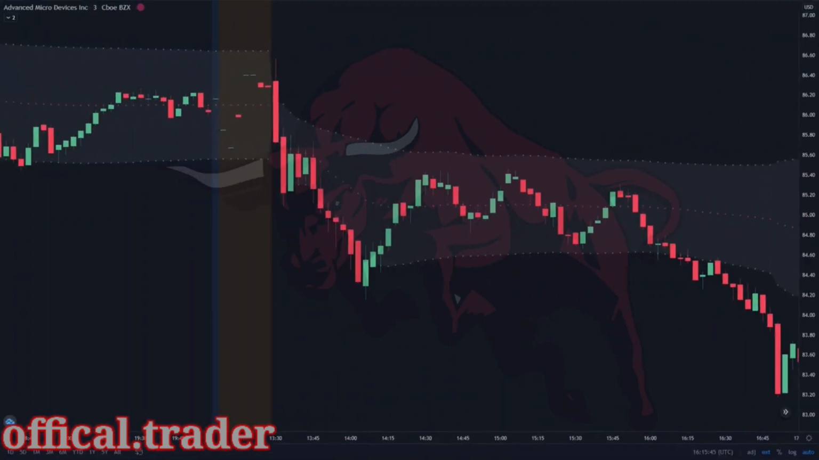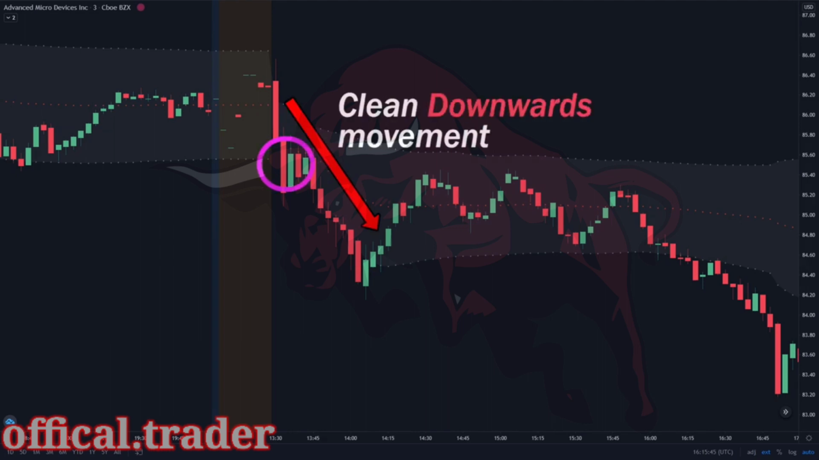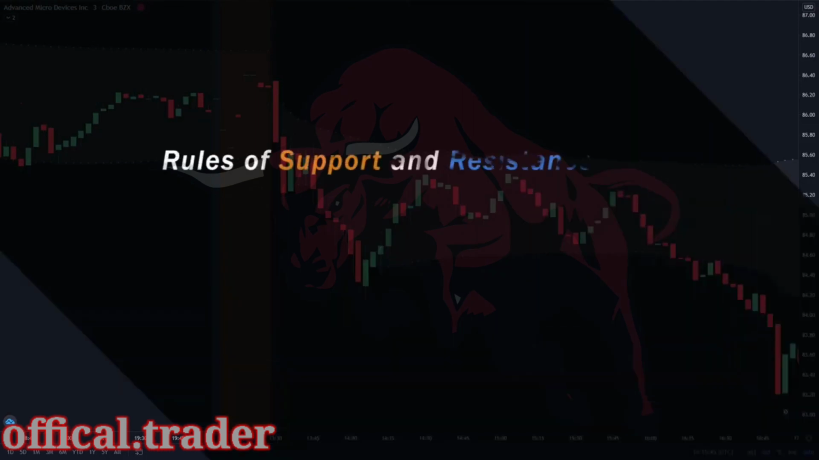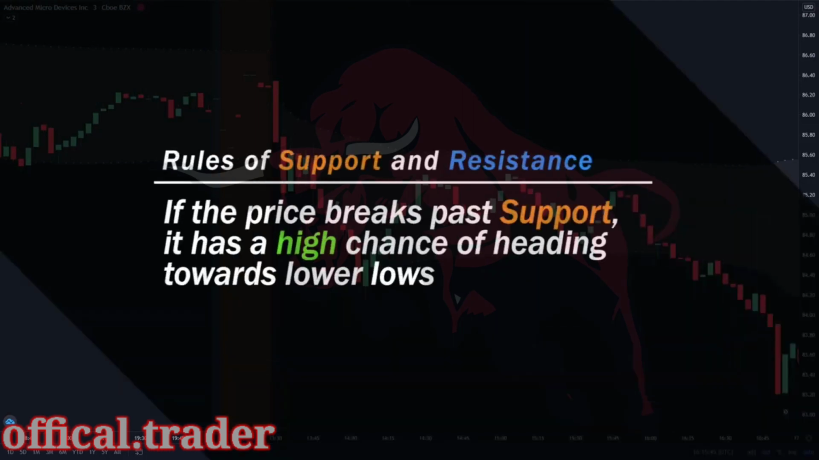Let's further look at an example. You can see that AMD starts off by breaking past below support, creating a downtrend. And it did. It created a clean downwards movement. Remember that when price breaks past below support, it means that it has a high chance of forming lower lows.